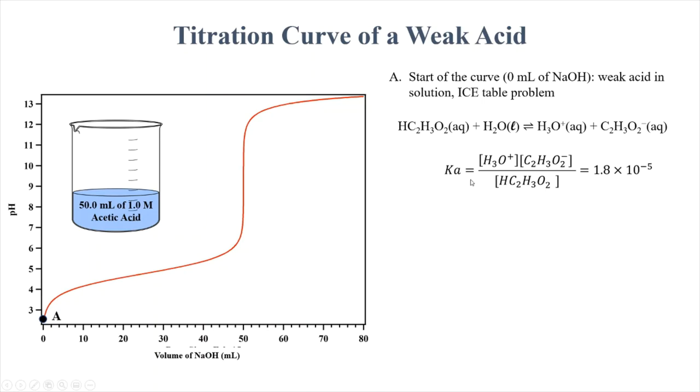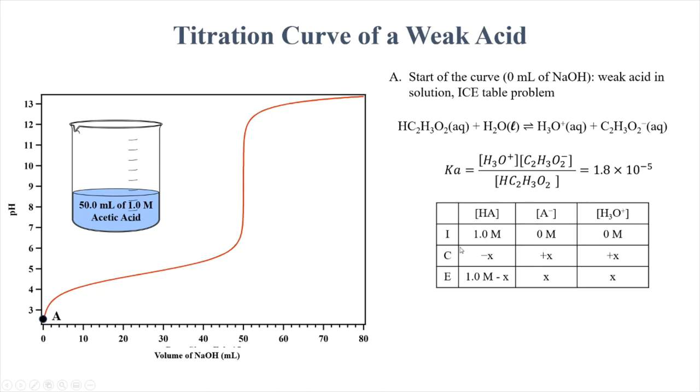So we have to immediately go to the Ka expression, and we have to know our Ka. In this case, the Ka for acetic acid is 1.8 times 10 to the minus 5. That's something that you would look up if you were doing these calculations, or we would give it to you in the problem, for example, and you would set up the ICE table. So now, going through this kind of quickly, we know that our starting concentration is 1 molar. And remember, it doesn't matter what the volume is in an ICE table calculation, because the volume is not going to change over the course of the reaction, right? At all points in the reaction, the volume remains the same.